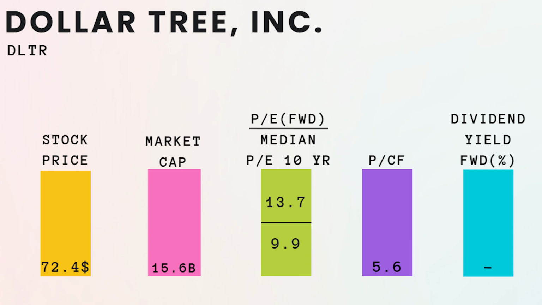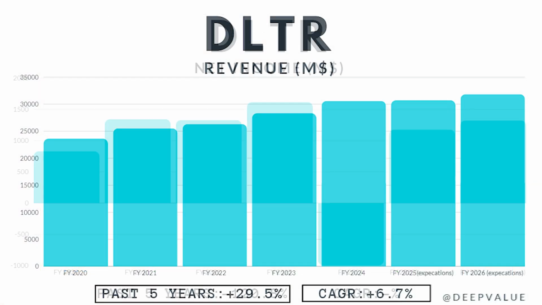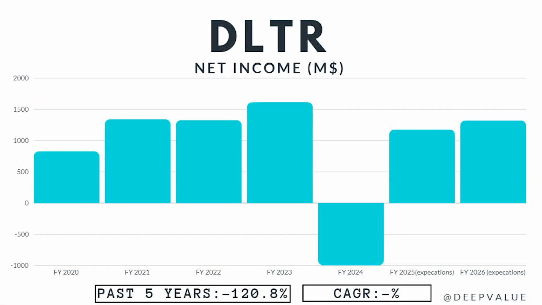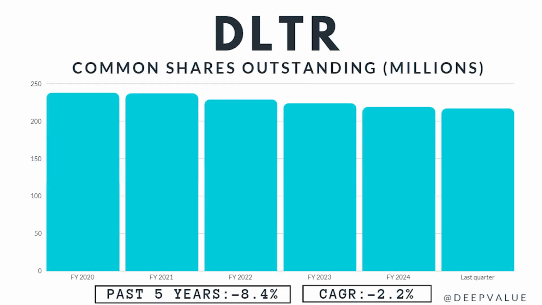The price to earnings ratio stands at 13.7 and the price to cash flow ratio is 5.6. The median PE over the past 10 years was 9.9. Over the past 5 years, the company's revenue has grown by 29.5%. Its bottom line has decreased by 120.8%. In terms of earnings per share, there has been a decrease of 231.1%, and notably, the number of common shares outstanding is 217 million, a minus 8.4% change over the period.